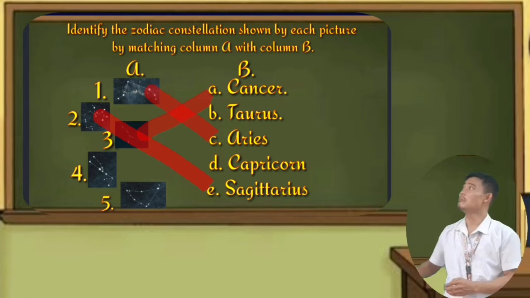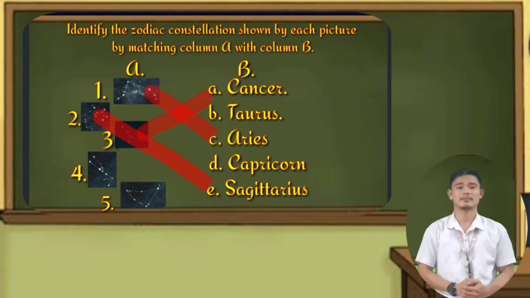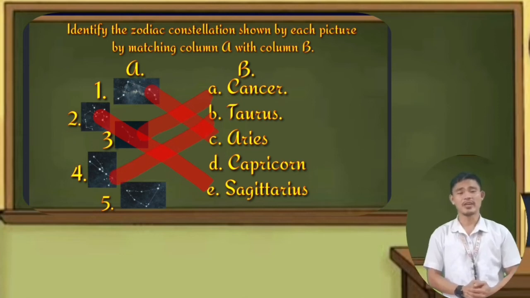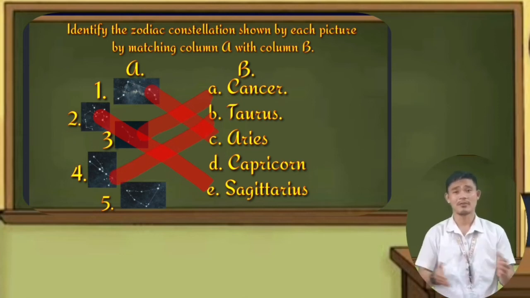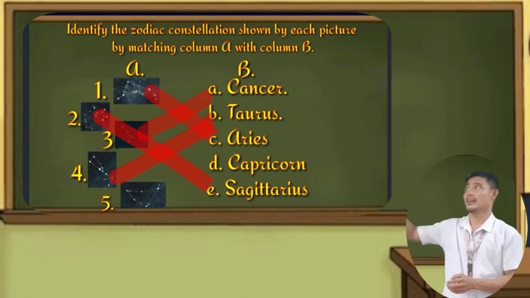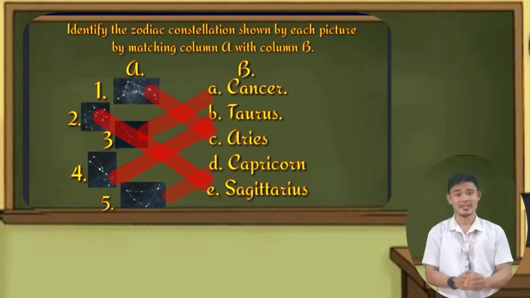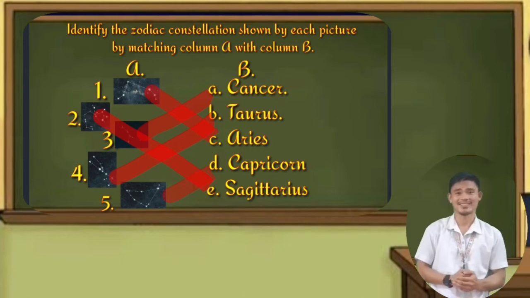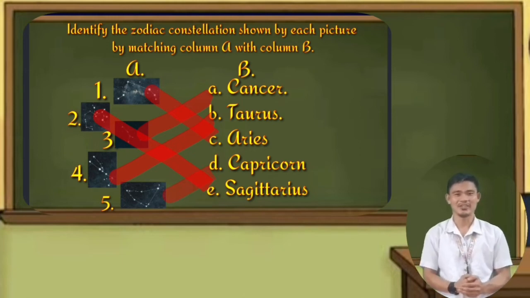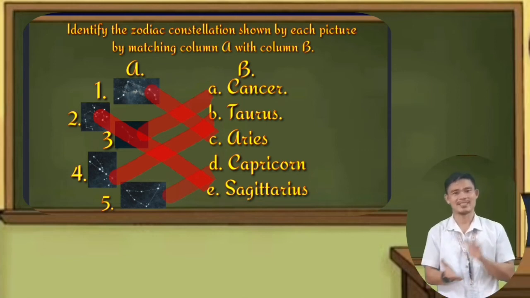For item number 4. The answer is letter B, correct? And that is Taurus. For number 5, the answer is letter D. Very good. And that is Capricorn. Let's give ourselves a clap for that.